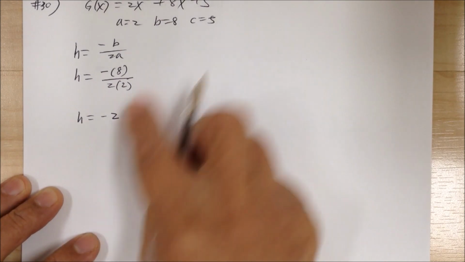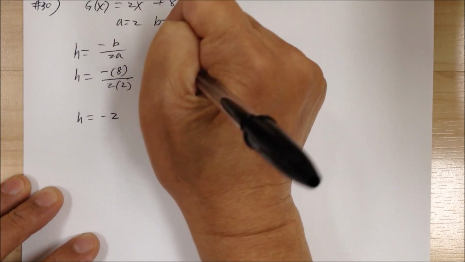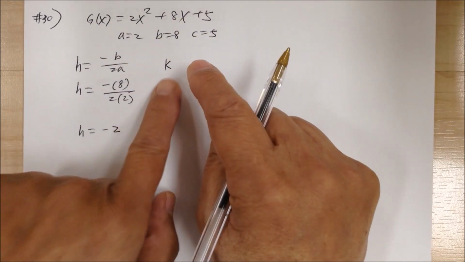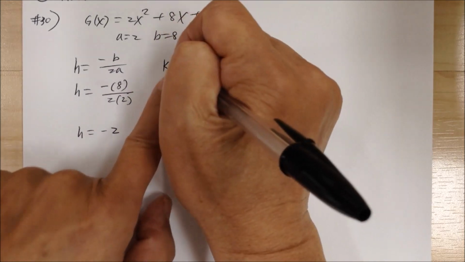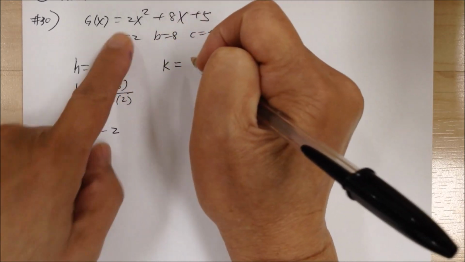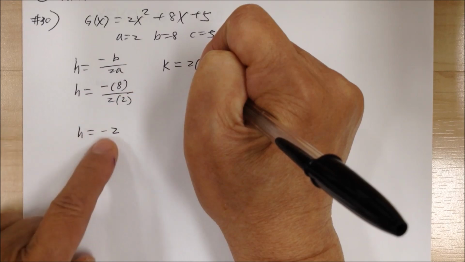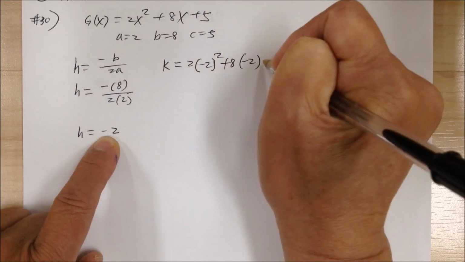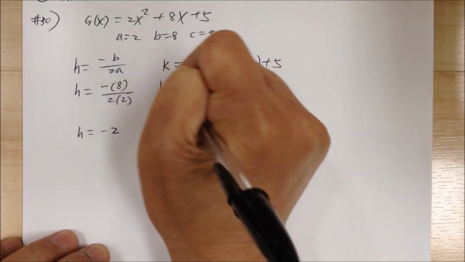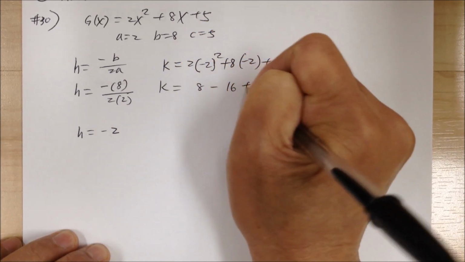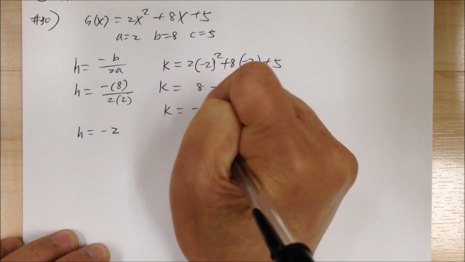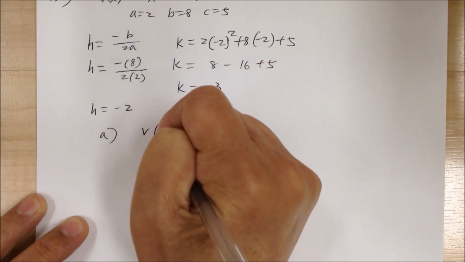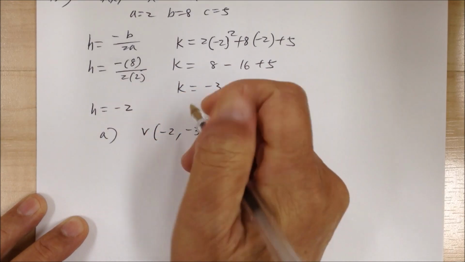And so when you substitute the h into the equation, you get k. When you substitute the x, you get y. And h is a special x, so you're going to get a special y, which is k. So k will equal 2 times negative 2 squared plus 8 times negative 2 plus 5. So k will equal 8 minus 16 plus 5. So k equals negative 3. So the answer for part A, the vertex would be equal to (-2, -3).